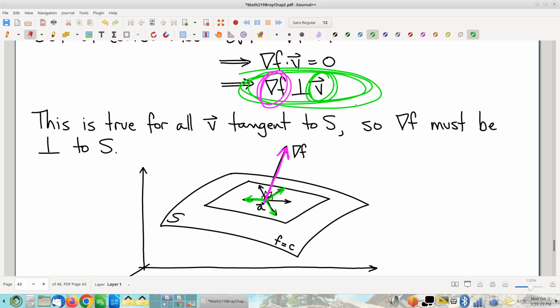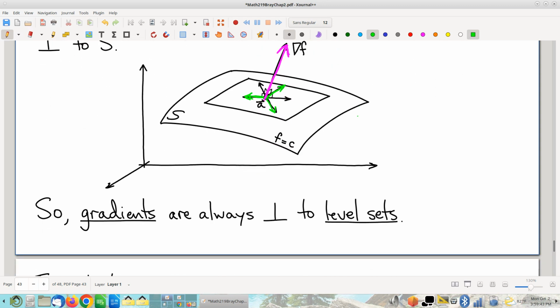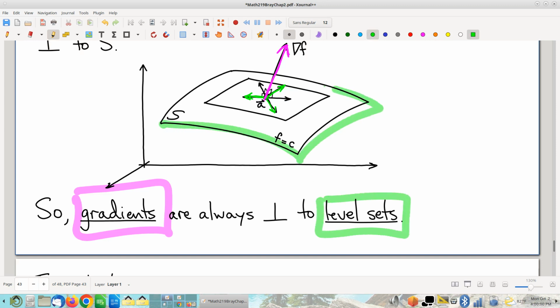Let's see here. Do it like that. Okay. The gradient is perpendicular to all the tangent vectors, then the gradient is perpendicular to the surface itself. And this is the big punchline. Really cool fact. This is one of the main facts of what I will call the calculus of level sets, is that gradients, which are a very important object of calculus, right? Gradients are always perpendicular to level sets. And that perpendicularity is geometrically important. Is that cool?